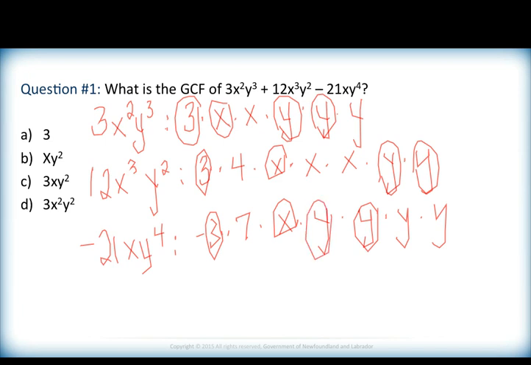So let's look at what we have left, or what we took out. We're going to take out 3xy squared. So that means that our answer for the greatest common factor would be C, 3xy squared.